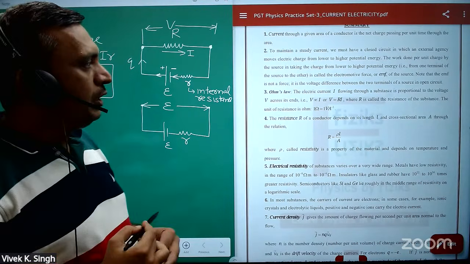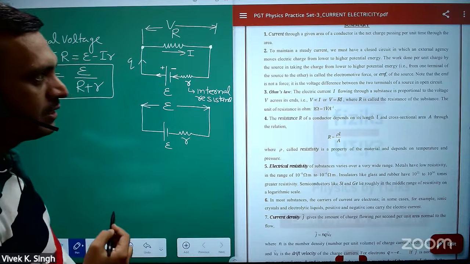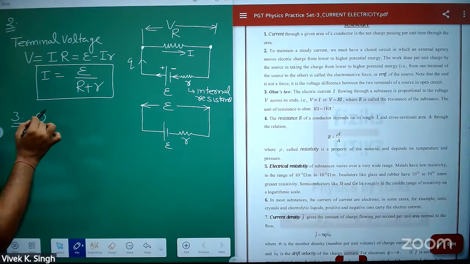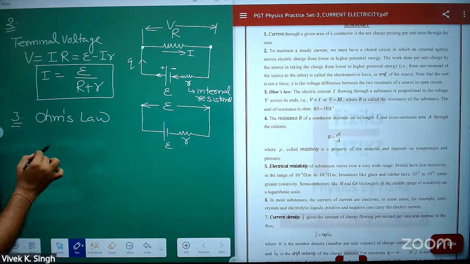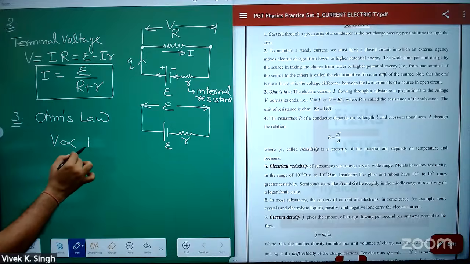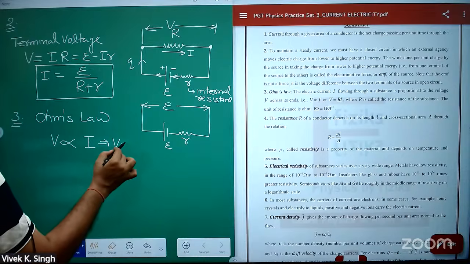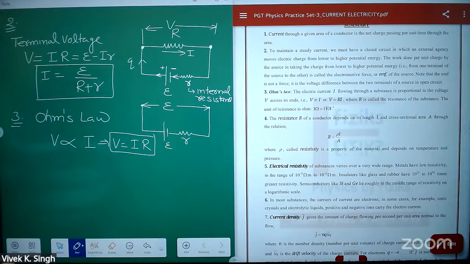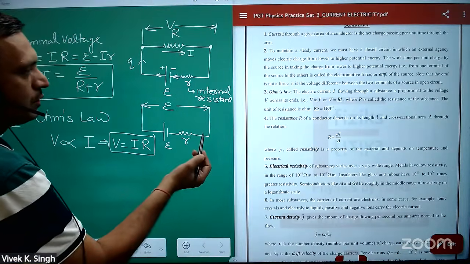Now, in Ohm's law, the electric current flowing through a substance is proportional to the voltage. Point number 3, Ohm's law. Ohm's law is what? V is proportional to I, or this is given as V is equal to IR. R is the resistance of that particular substance. And you know that the resistance unit is ohm.